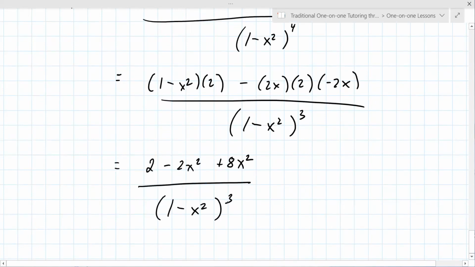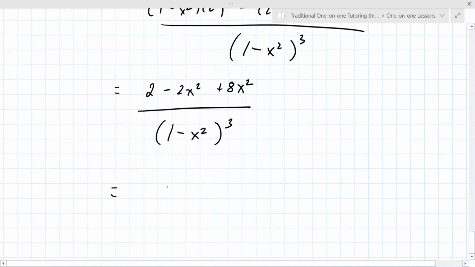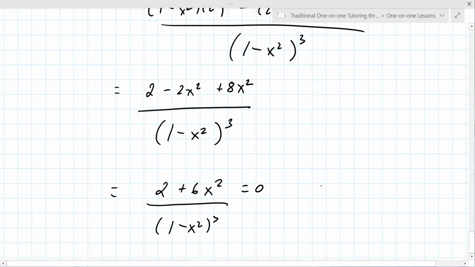Mm-hmm. So you end up getting 2 plus 6x squared on the top over (1 minus x squared) cubed. So you see that the numerator equal to 0. It actually never equals 0, because when you start moving things around, you get 6x squared equals minus 2, x squared equals minus 2 over 6. So you can't take the square root of a negative. So there's no inflection point.